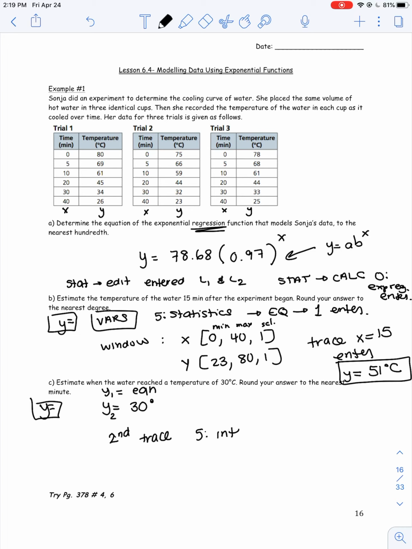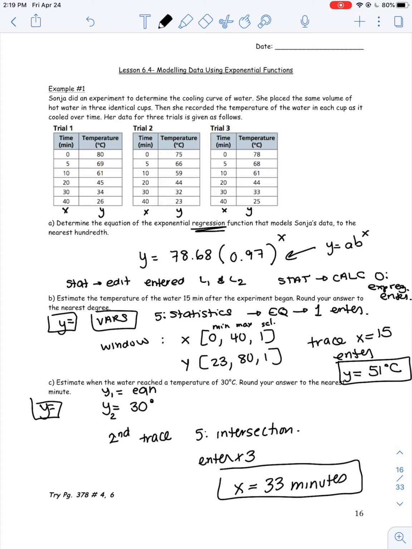And then I pressed number 5 for intersection. Then I moved my cursor until I was as close as possible to the intersection, and then I just pressed enter 3 times. And that gave me the x answer, which is 33 minutes. So my answer should be the x coordinate when I'm doing that kind of step.